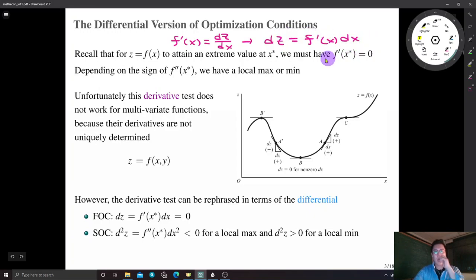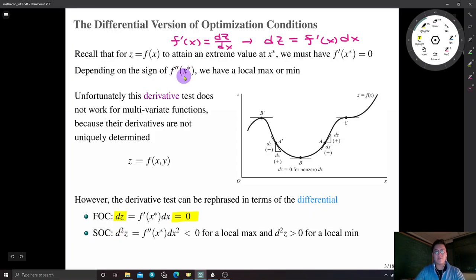Okay, so at an extreme value, we know that the derivative boils down to 0. So no matter what this dx is, we can state the first order condition as dz equal to 0. So the equivalent condition in terms of the differential is dz equal to 0. Okay.